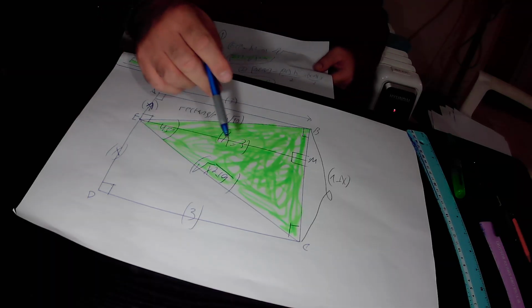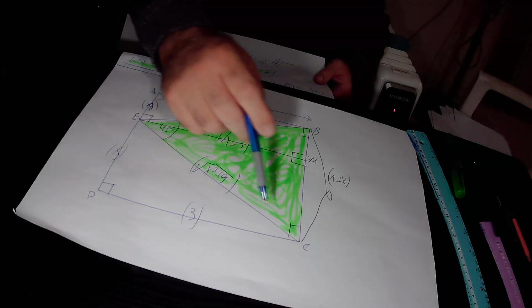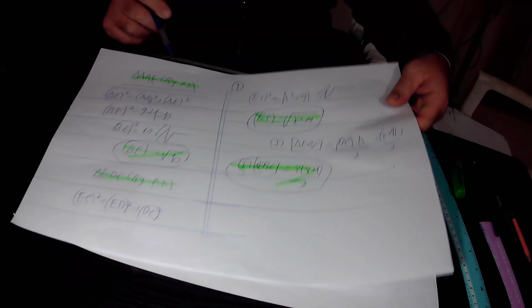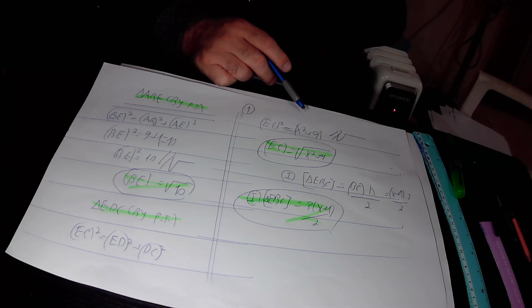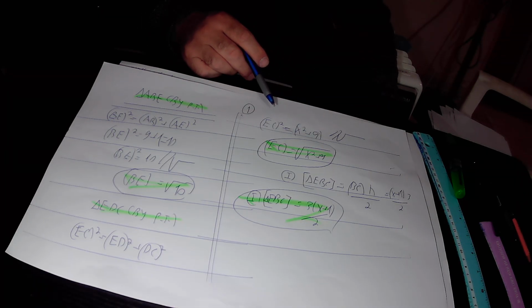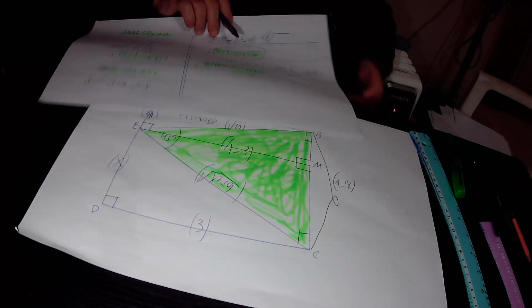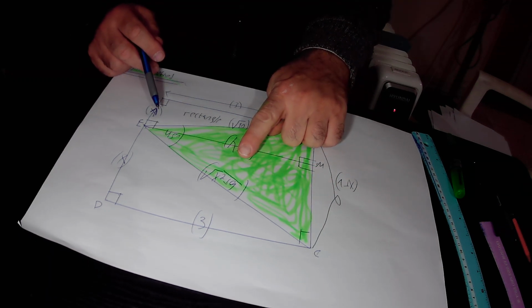So EC squared equals ED squared. ED is x, therefore ED squared is x squared, plus DC squared. DC is 3, therefore DC squared is 3 squared, that is 9. So in total we found that EC squared equals x squared plus 9. Here we took the square root of this equation and found that the missing hypotenuse EC equals the square root of x squared plus 9 units in length. This is the hypotenuse EC.